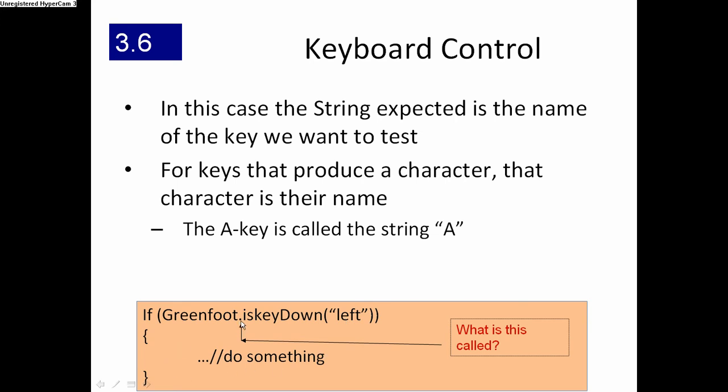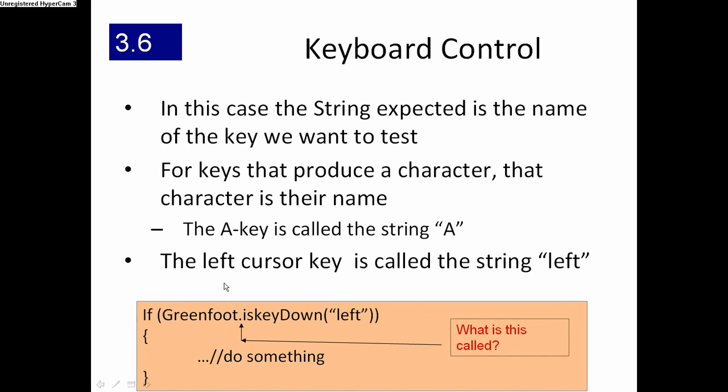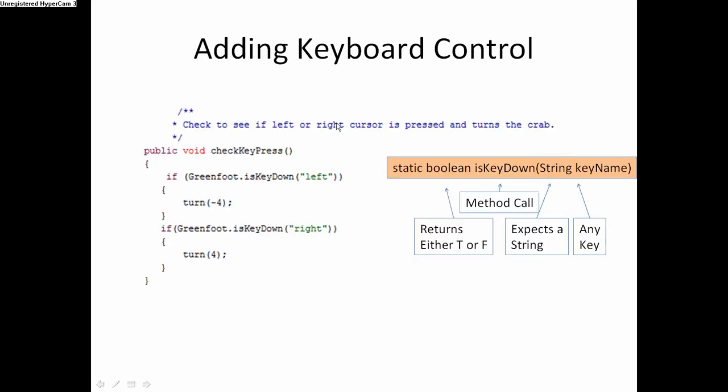By the way, what is that thing right there called? Answer that. What is this called? You remember that? Try to figure that out. And let me ask another question. Why do we have to use Greenfoot? Why do we have to put the word Greenfoot there? Here's some code that we're going to be using. The left cursor key is called string left. Let's keep going. Here's the code that we're going to use.